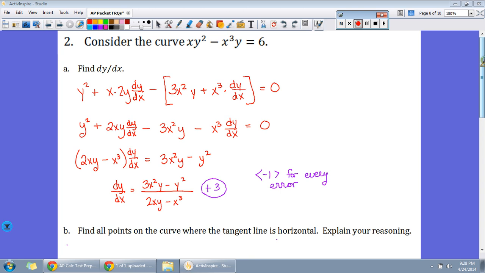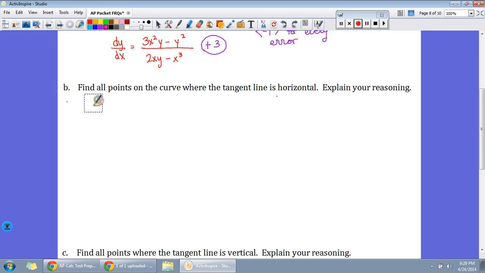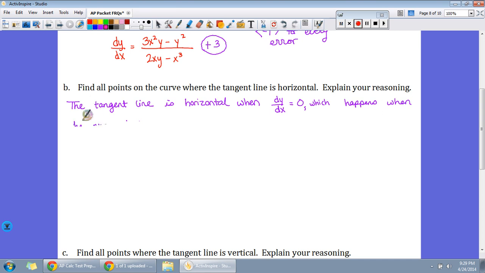For part B, finding all the points where the tangent line is horizontal means that we need a slope of 0. In order to get a slope of 0, we need to set the numerator equal to 0. So I'm going to take the numerator and set that equal to 0. That is worth a point.